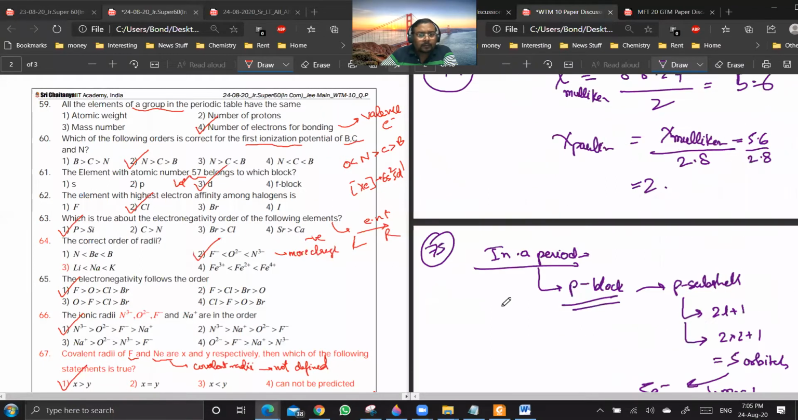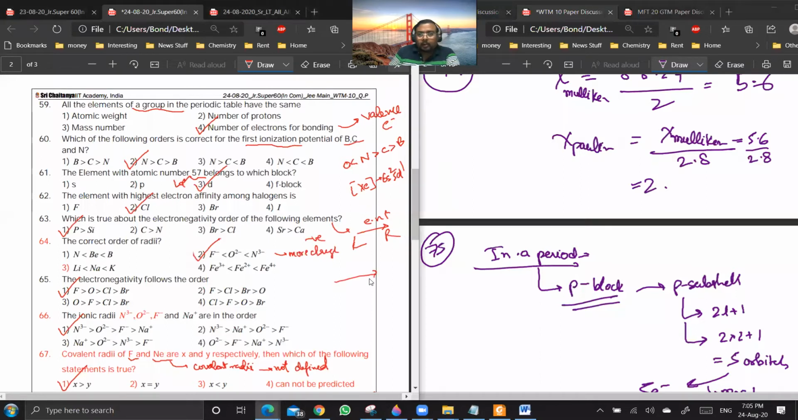64, the correct order of radius. When you are talking about radius, generally radius decreases as you go from left to right, except for the noble gases, for which we don't consider covalent radius, we consider van der Waals radius. So you see nitrogen, beryllium, and boron. Beryllium will be less than boron, that is good, but nitrogen should be greater than boron. Are you getting the point? Sorry, it should be reversed: beryllium should be greater than boron, greater than nitrogen. Now it is like that. Why is the third option wrong?